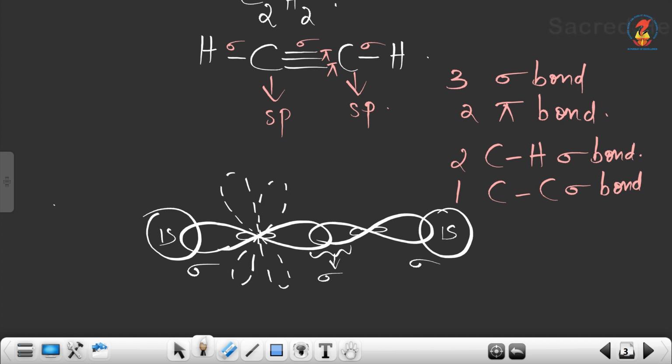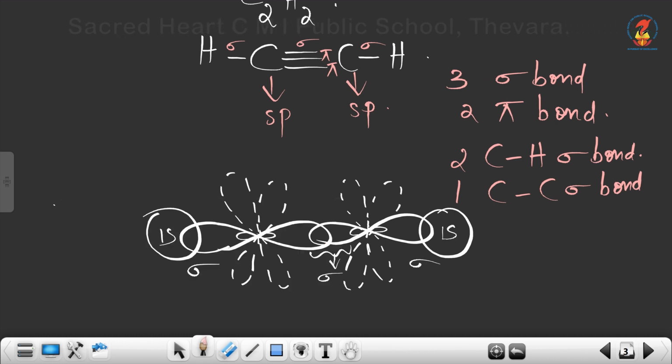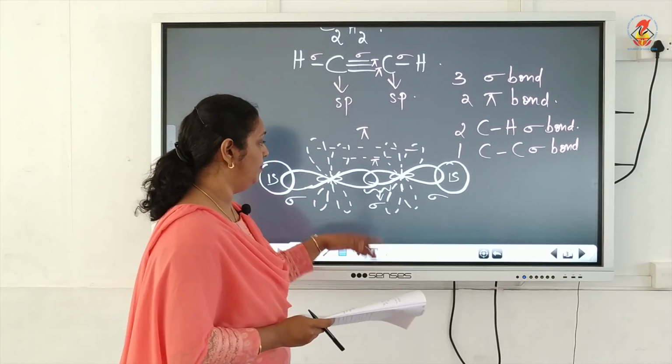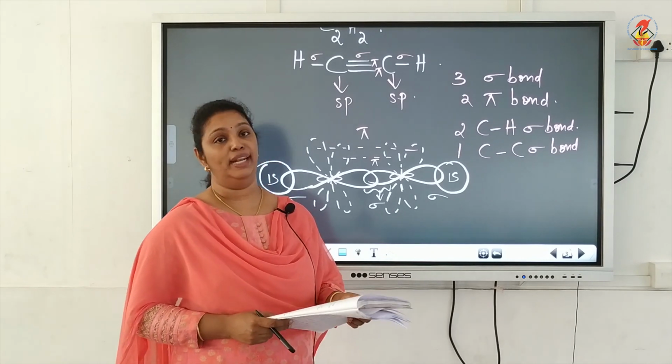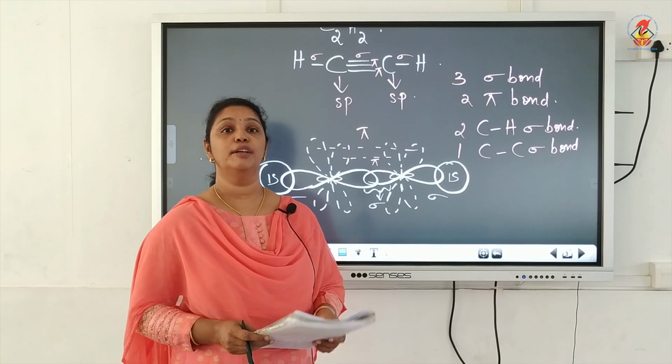Now we have two unhybridized p orbitals on each carbon. These are the two unhybridized on first carbon. Now this is the unhybridized p orbital on second carbon. Now they will overlap sidewise. So you can show it like this. It results in the formation of two pi bonds in ethyne molecule. So we can say the shape is linear with bond angle 180 degree. Okay, so this is the hybridization in ethyne molecule.